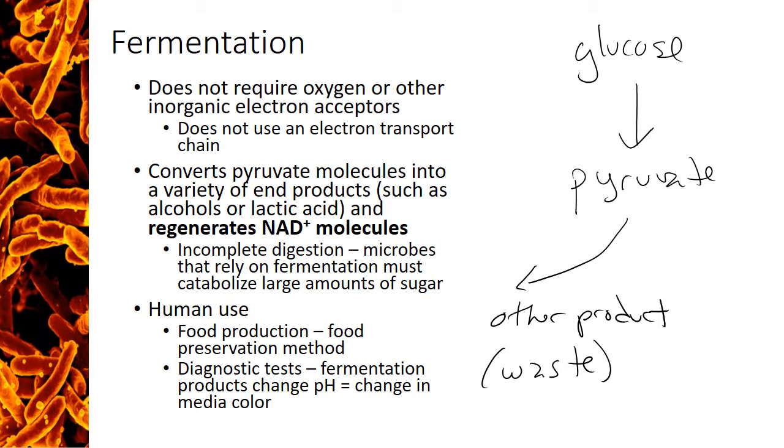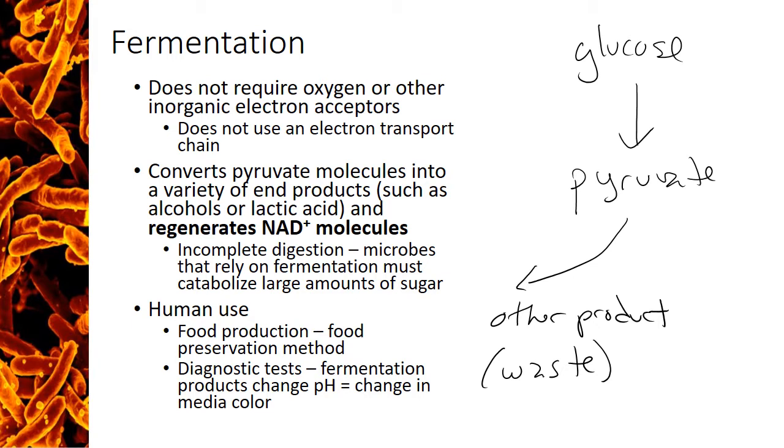Since no other energy is produced during fermentation, the bacteria are relying on an incomplete digestion of the sugar, meaning that they have to consume large amounts of sugar to obtain the ATP they need to survive. While this can be difficult, there are some microbes that rely solely on fermentation for their energy generation.